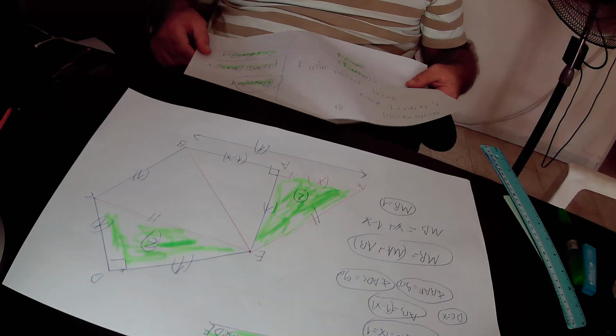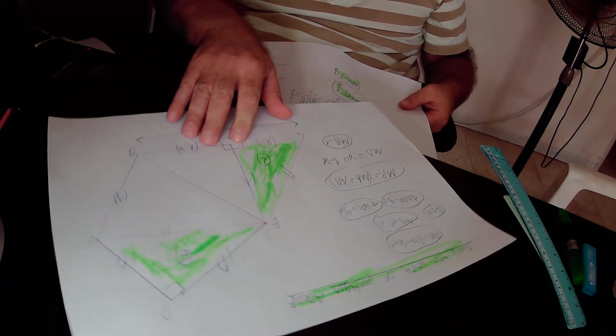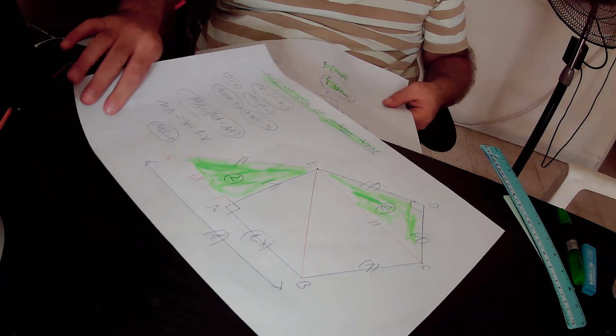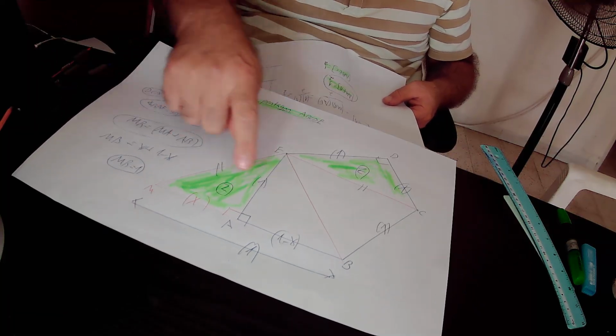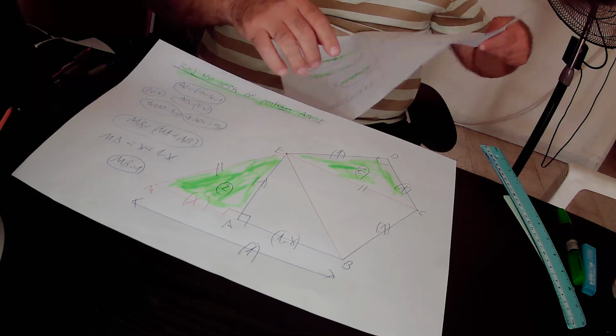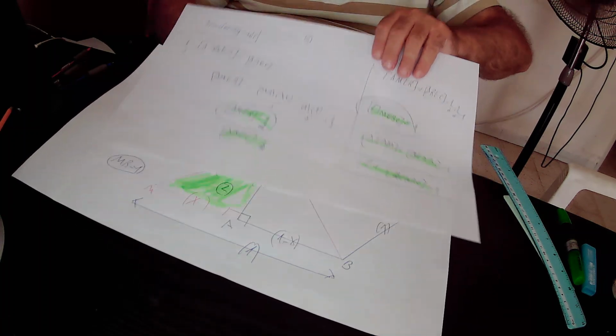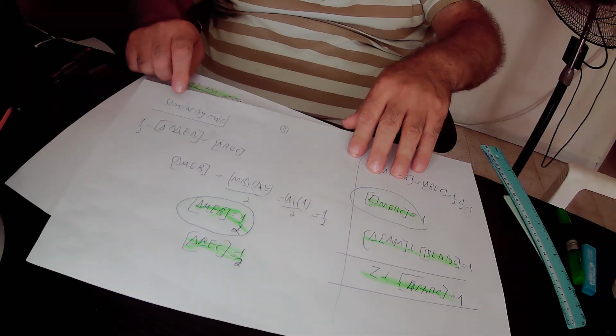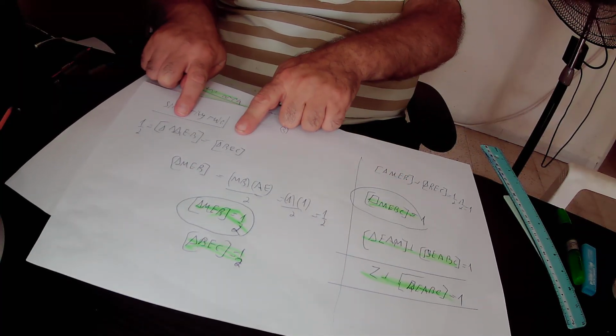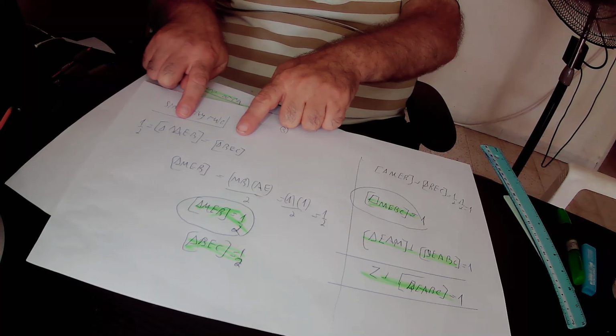So what is the area of this triangle MEB? The area of this triangle MEB is equal to the base MB times the height AE over 2. Again, from the fact that the two triangles can go into each other, we derive that they also have the same area. That is to say, the area of triangle MEB is equal to the area of triangle BEC.